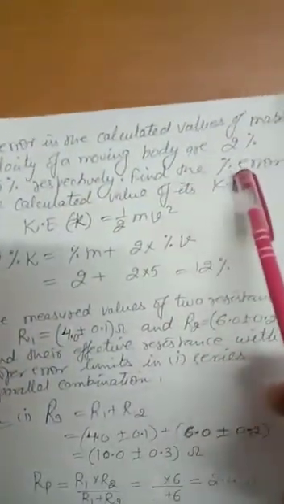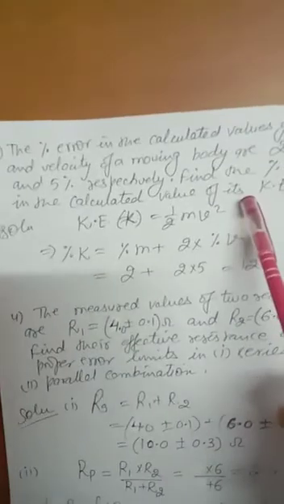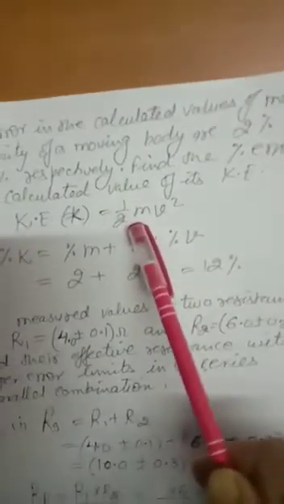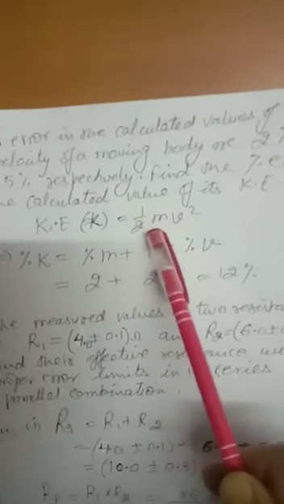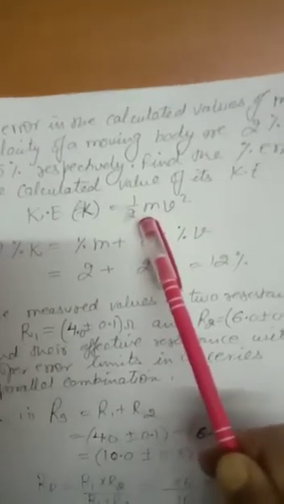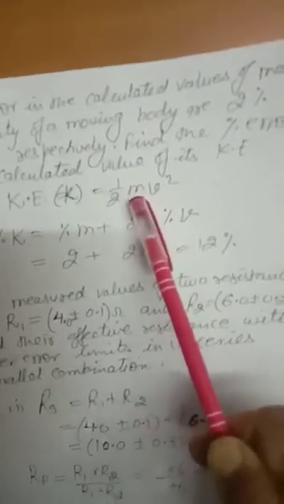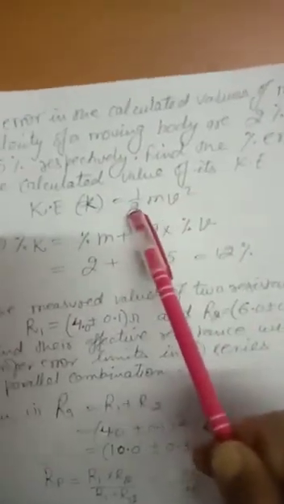Now next, say for example the question is saying that a body is moving and the percentage errors in the measurement of mass and velocity are 2% and 5% respectively. Then find the percentage error in the calculated value of its kinetic energy. Now you know kinetic energy is given by half m v square. In this formula, half is a constant, it is not a measured quantity. So the percentage error or absolute error will be there only in the measured quantities, that means in mass and velocity, not in this constant half.